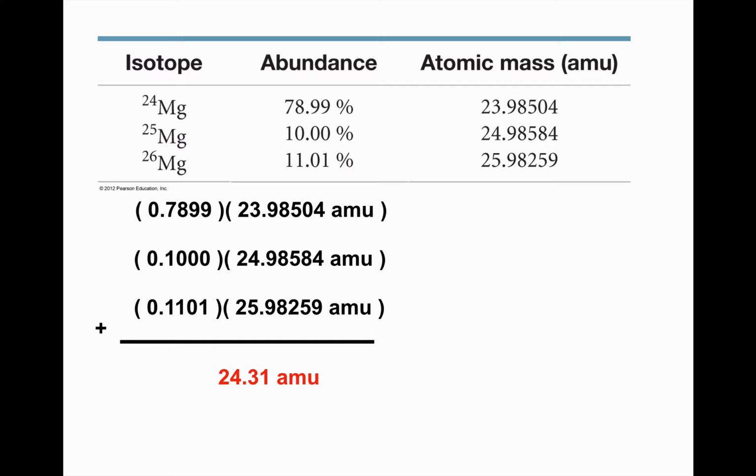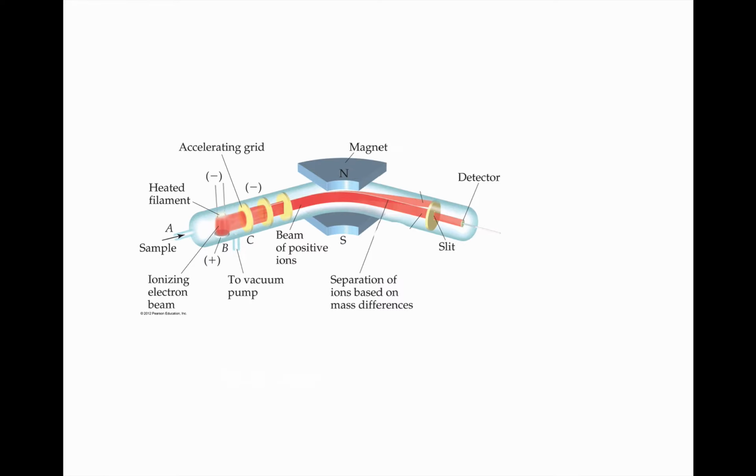So where do we get these masses from? How do you get the atomic mass of these different isotopes? Well, the answer is using what's called a mass spectrophotometer. And it looks complicated. This is a very simple look at it.